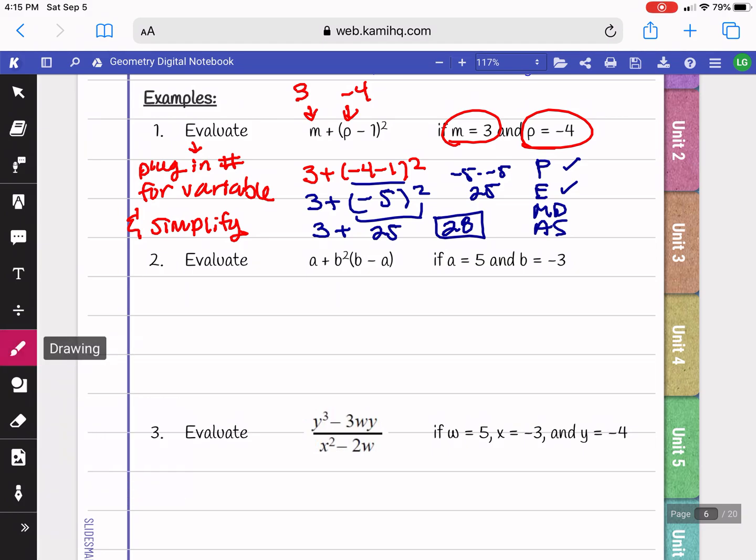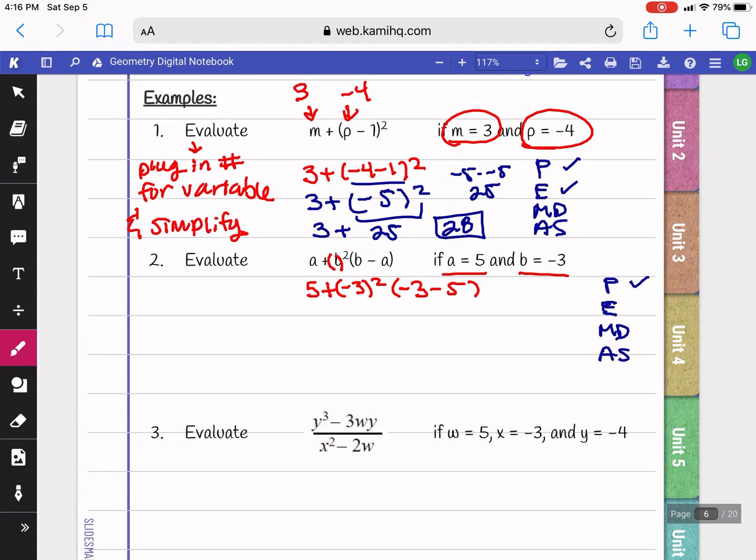On the next problem, we're evaluating a plus b squared times b minus a. So we're going to plug in 5 for a and negative 3 for b. Notice I usually put parentheses around my variable when I'm plugging in to be safe. So if we didn't put parentheses around the negative 3, we would actually just be squaring the 3 and not the negative 3 or b. Now parentheses again, b was negative 3, a was 5. Now we can use PEMDAS to simplify this.